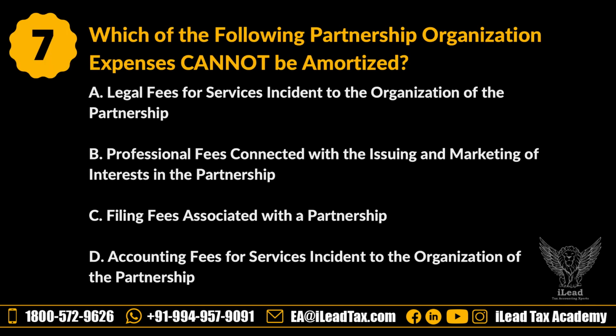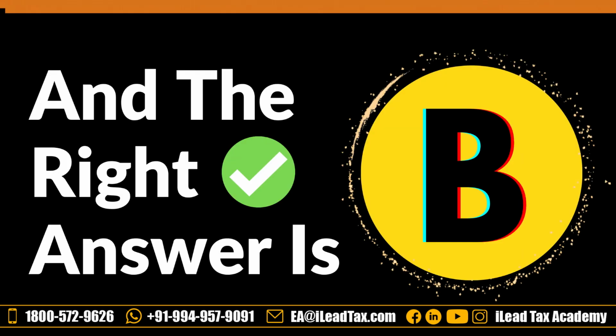Which of the following partnership organization expenses cannot be amortized? A. Legal fees for services incident to the organization of the partnership. B. Professional fees connected with the issuing and marketing of interests in the partnership. C. Filing fees associated with the partnership. D. Accounting fees for services incident to the organization of the partnership. Let's see the answer. The answer is B. Let's see why the other three options are wrong.